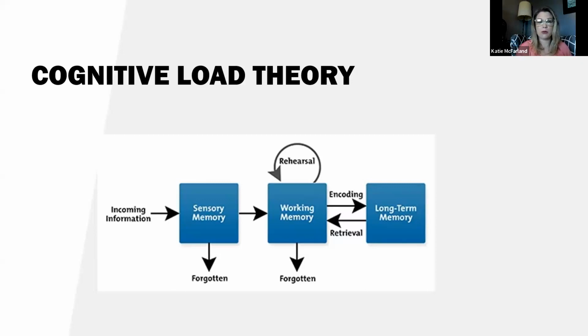So the information will come in, like I said, either visually or audibly. That's our sensory memory. And we can lose it then, or we can keep it then. Most of the time, if students are engaged, they're keeping it. They'll move that into their working memory. And in their working memory, that's where they're going to start making connections. That's our encoding.